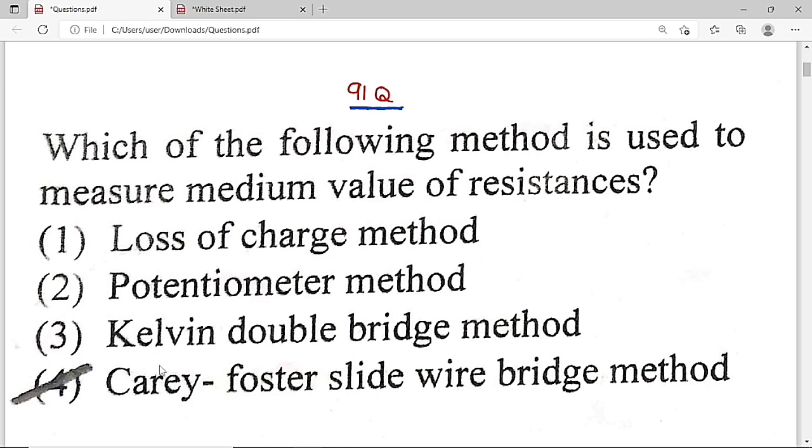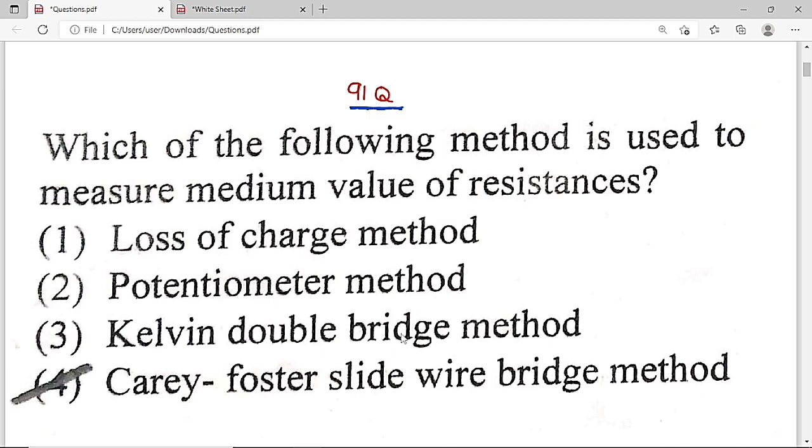Of all these four options, option D, the Carey-Foster-Slidewire bridge method, is the correct solution of this question. Whereas the loss of charge method is used to measure high resistance. So by using the loss of charge method, we can measure the high resistance. Whereas with the help of the potentiometer method, we can measure the low resistance. Similarly, with the Kelvin double bridge method, we can measure the low resistance. Whereas with the help of the Carey-Foster-Slidewire bridge method, we can measure the medium value of resistance.